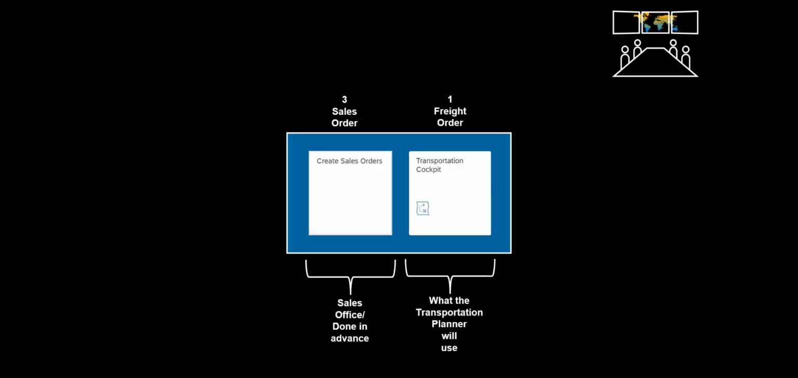To perform the necessary steps, we will need 2 Fiori apps. Sales orders can be created through the Create Sales Orders app. For simplicity, we will assume that the 3 sales orders and subsequent deliveries have been created in advance. The rest of the activities, we will perform in the transportation cockpit.